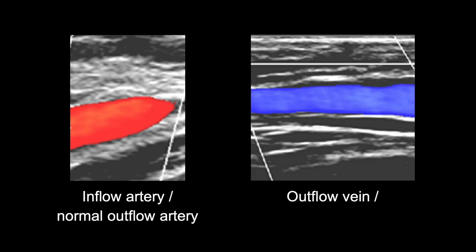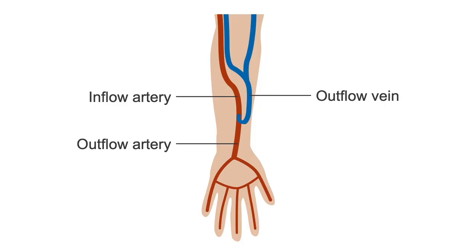Therefore, traditionally, red represents the inflow artery, or a normal outflow artery, and blue represents the outflow vein, or an outflow artery affected by steal. However, unlike other ultrasound testing, the color assignments for fistulas are only relevant for the inflow and outflow arteries. The orientation of the color is irrelevant for the outflow vein, and frequently changes between technologists and labs.